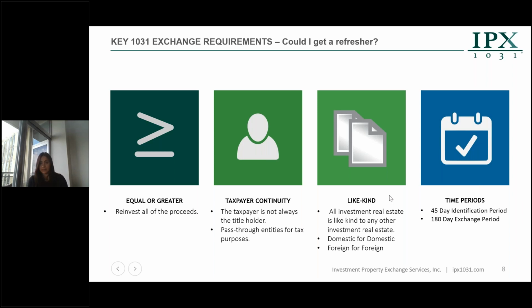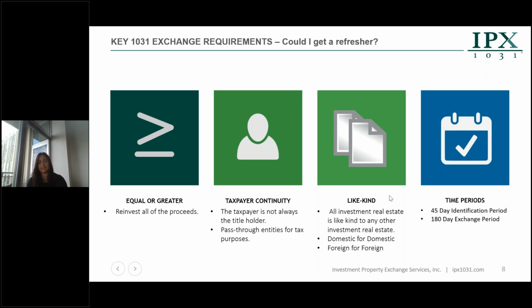There are some time periods that you want to be aware of, and both time periods start ticking the day the sale closes. From the point of the sale, the taxpayer has 45 days to identify a potential replacement property. And from the closing of the sale, the taxpayer has 180 days to purchase one or more of the identified properties. The taxpayer can only buy what they've identified within that 45-day period.